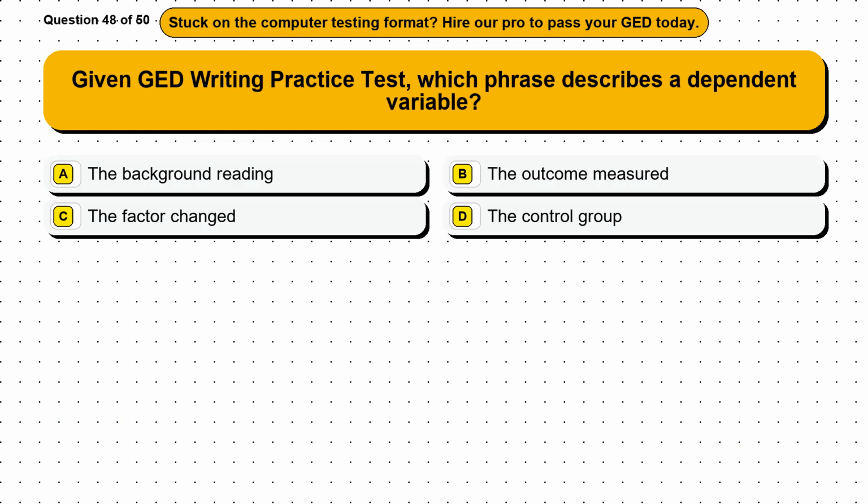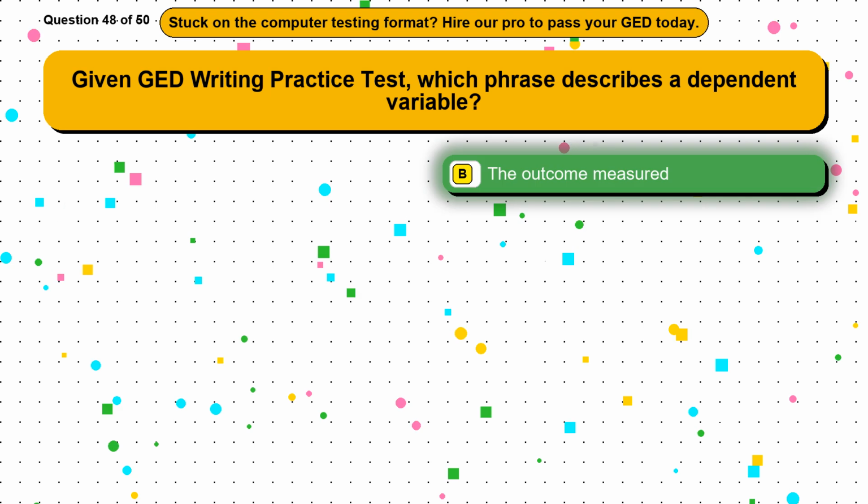Question 48. Given GED Writing Practice Test, which phrase describes a dependent variable? Option A. The background reading. Option B. The outcome measured. Option C. The factor changed. Option D. The control group. The correct answer is option B.